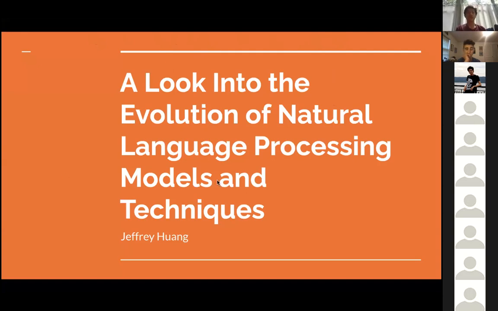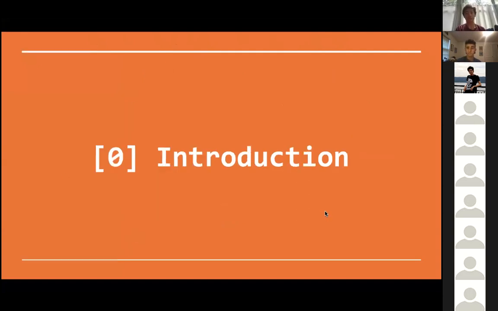Okay, a look into the evolution of natural language processing models and techniques.